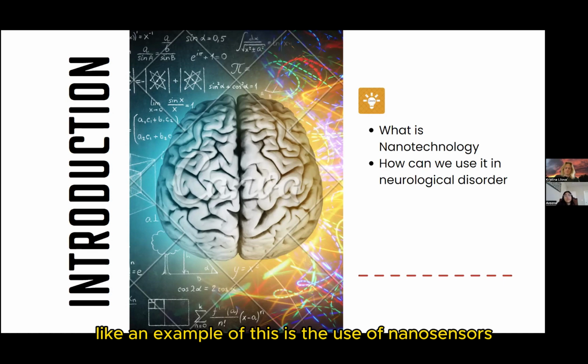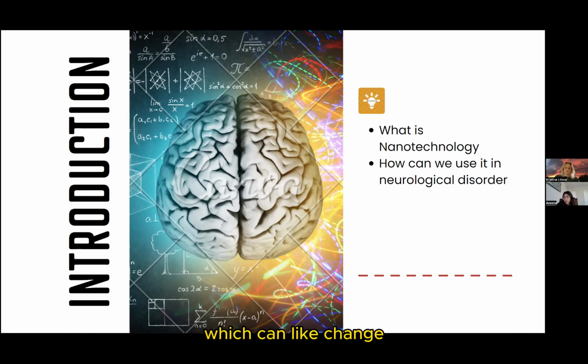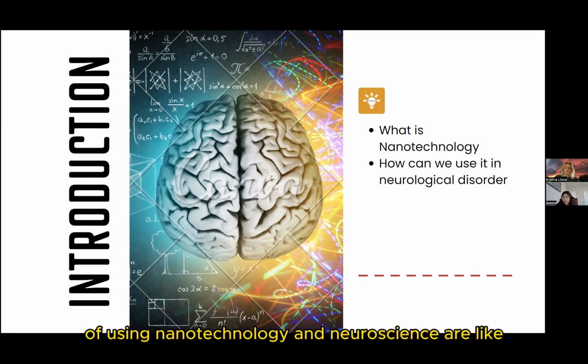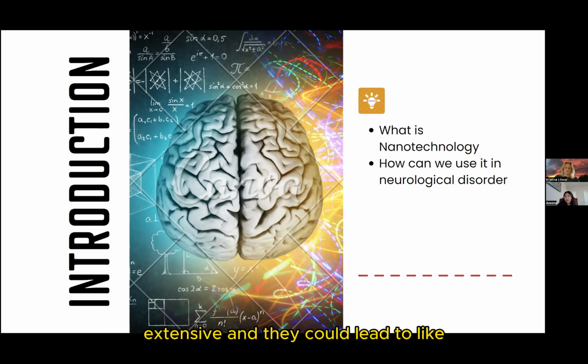An example of this is the use of nanosensors, which can find changes in the brain activity, and biomarkers can also be used, which are associated with specific disorders. And the possibilities of using nanotechnology in neuroscience are extensive, and they could lead to significant advancements in neurological diagnosis and treatment areas.